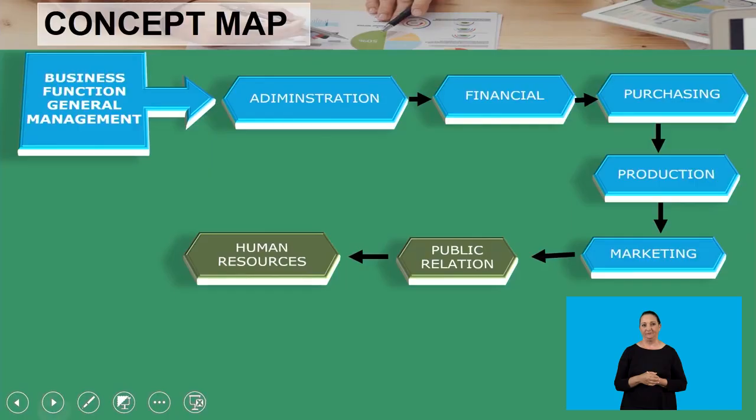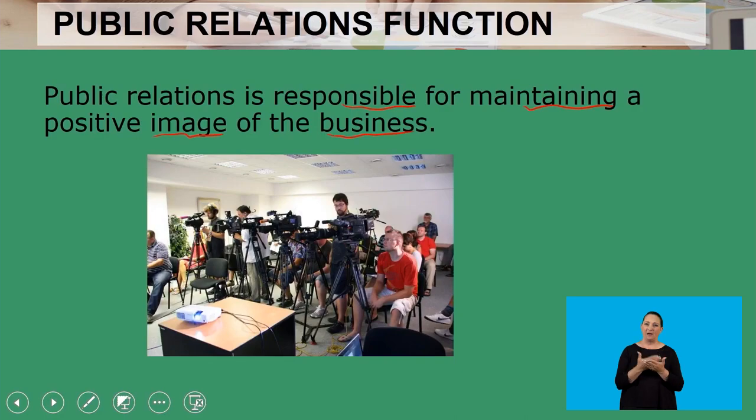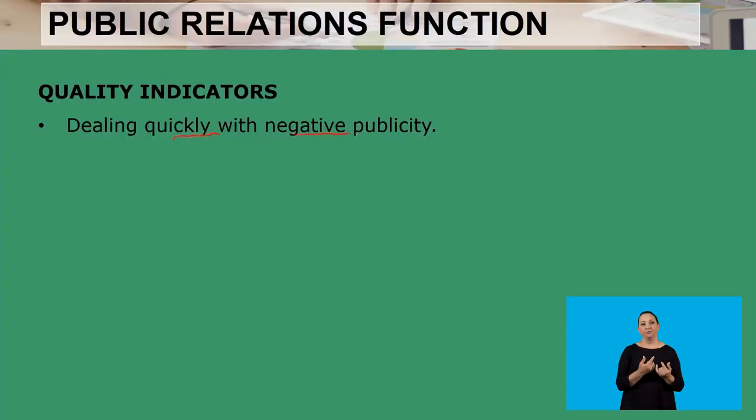And then another function we have is public relations. What do we mean by public relations? Public refers to the community, the society at large. So public relations is responsible for maintaining a positive image of the business, to make sure that customers, the community, and the society know about what other activities the business does. And how can they contribute to the success of the business? By dealing quickly with any negative publicity. Anything that will ruin the name of the business has to be dealt with quickly.